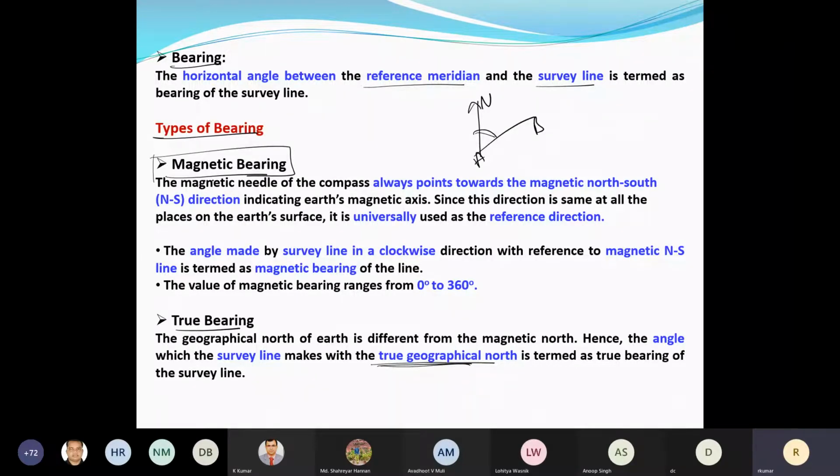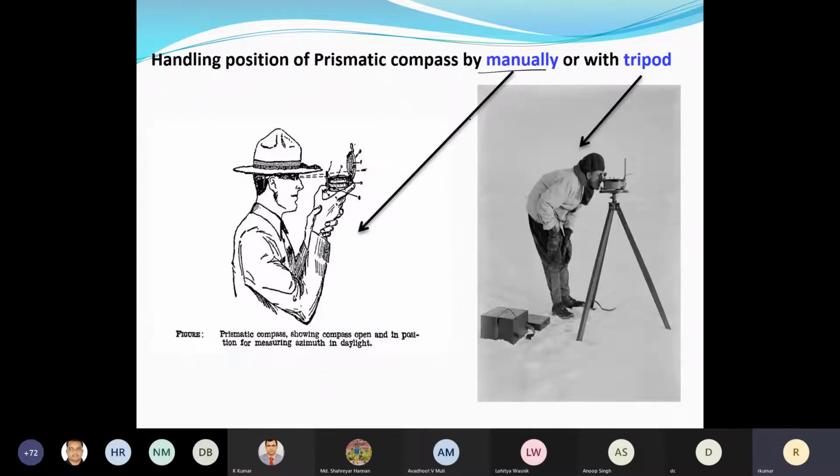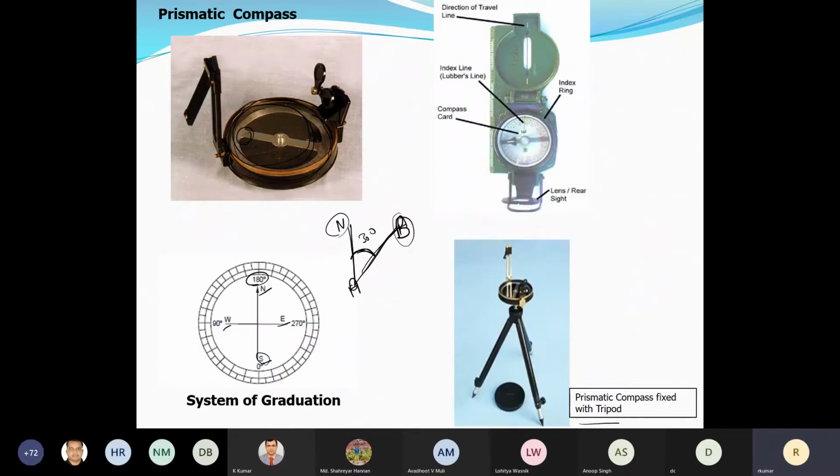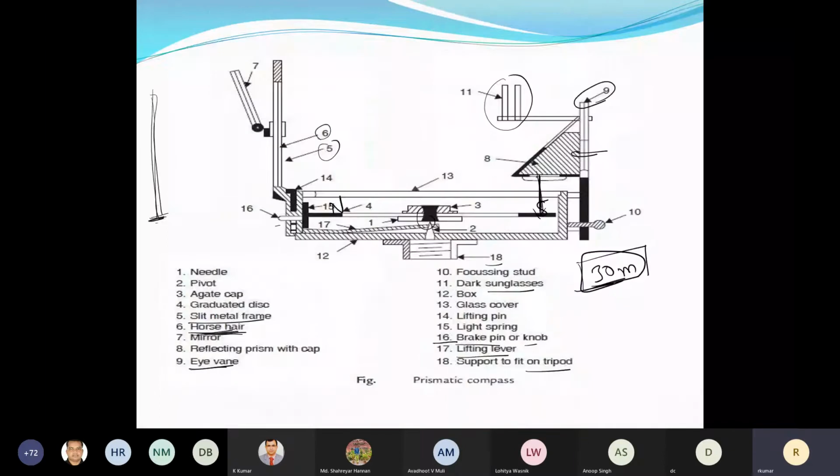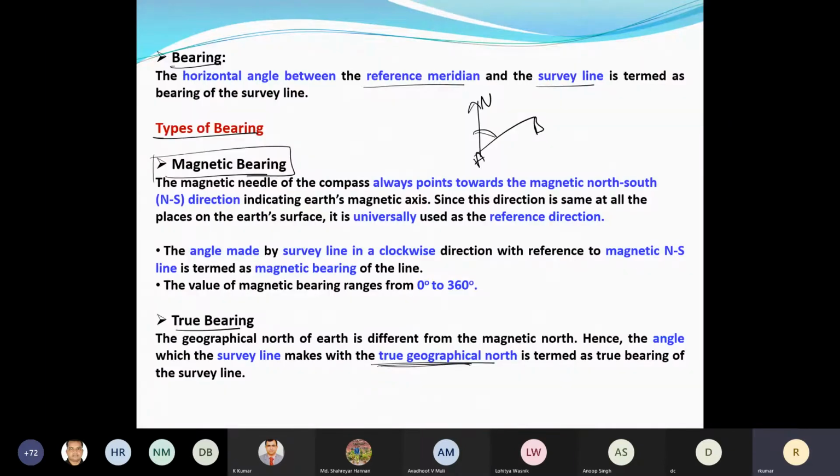Then on this, if you see, it will start from 0 to 270, again 360. Again it will be 0, again 360 will also be here. It is not written, 0 means 360. So the reading will come in the magnetic bearing ranging from 0 to 360 degrees. It is the angle made by a survey line in clockwise direction with reference to magnetic north and south. The value of magnetic bearing ranges from 0 to 360 degrees.